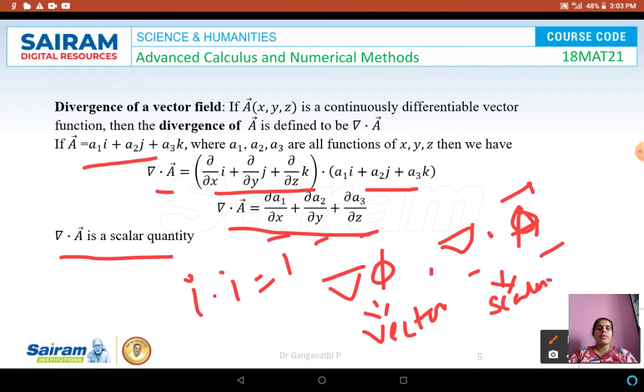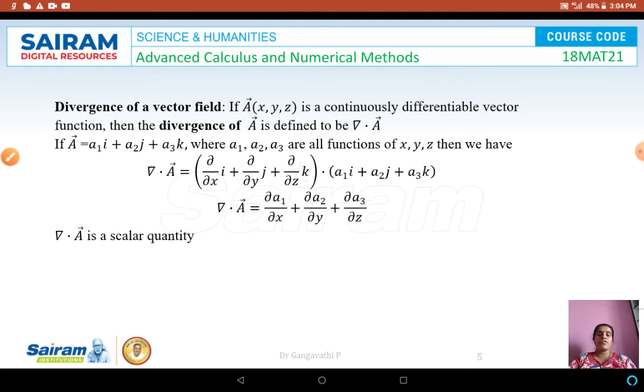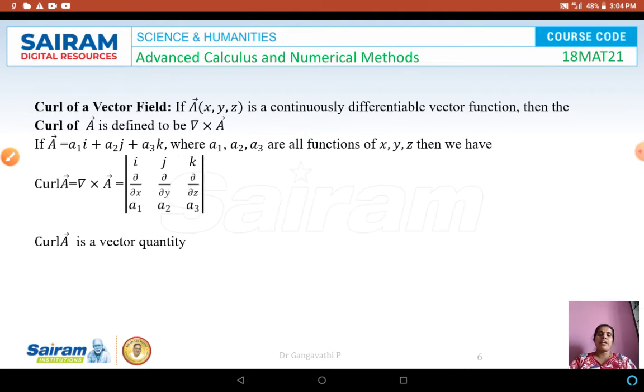So remember, gradient operating on a scalar always results in a vector, and divergence operating on a vector results in a scalar. The application of these two is: when a scalar function has been given, in order to convert it into a vector, we need to operate grad on it. When a vector is given and we are asked to find the scalar, then we have to operate divergence on it. That is how we have to remember, and both results are very, very important.